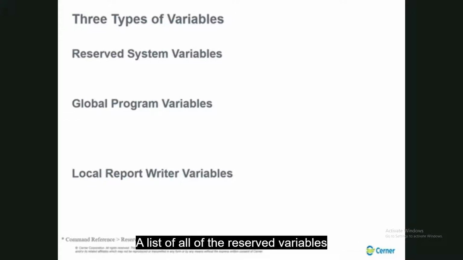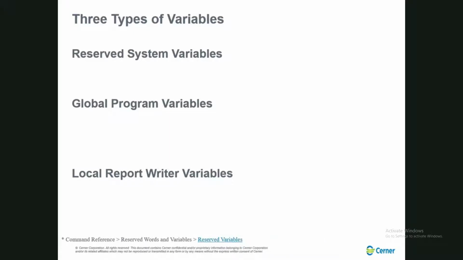A list of all of the reserved variables as well as the information that they will contain can be found in the Discern Explorer help file. These variables are known through the entire life of the program. They can be used in qualifications as well as for display.